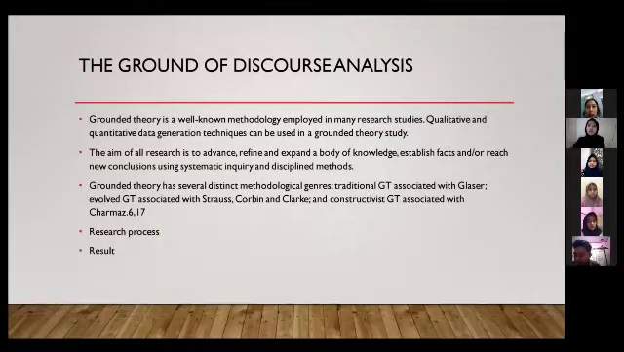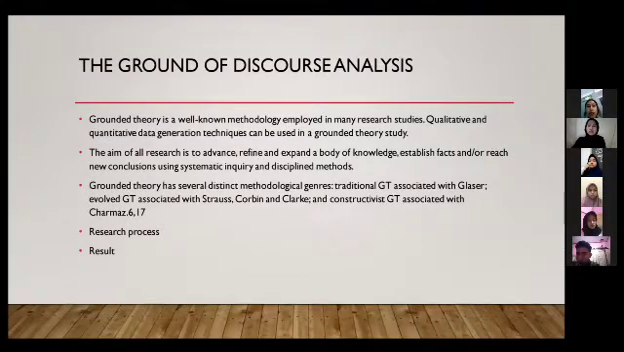Okay, thanks. And I would like to explain the background of discourse analysis. Quantitative theory is a well-known methodology employed in many research studies. Qualitative and quantitative data generation techniques can be used in quantitative study. Quantitative studies set out to discover or construct theory from data systematically obtained and analyzed using comparative analysis. The aim of our research is to advance, refine, and expand a body of knowledge, establish facts, or reach new conclusions using systemic, empiric, and disciplinary methods.